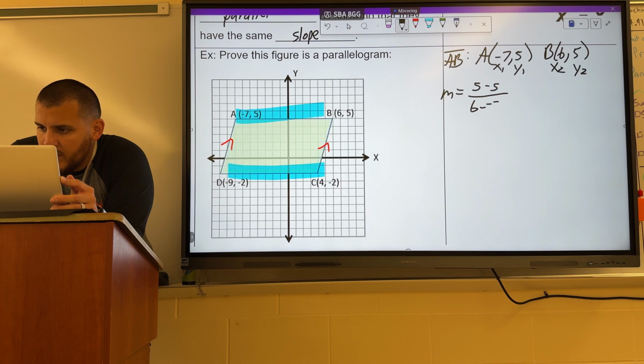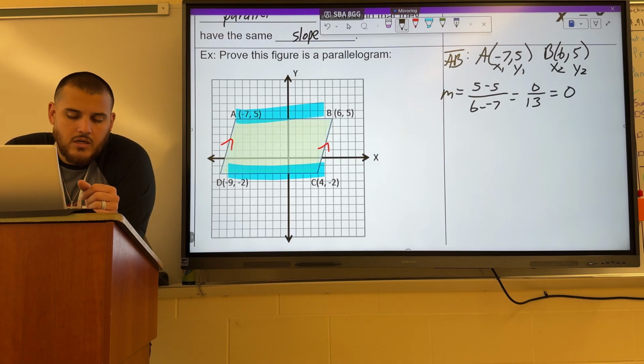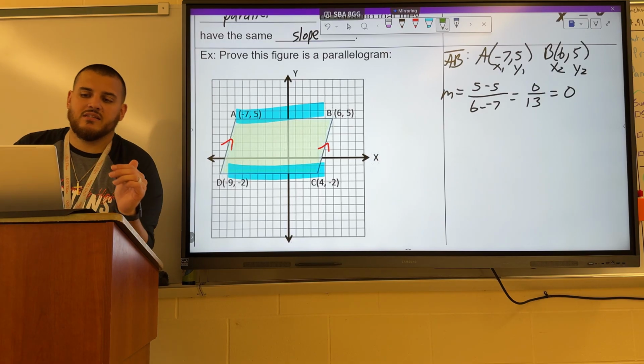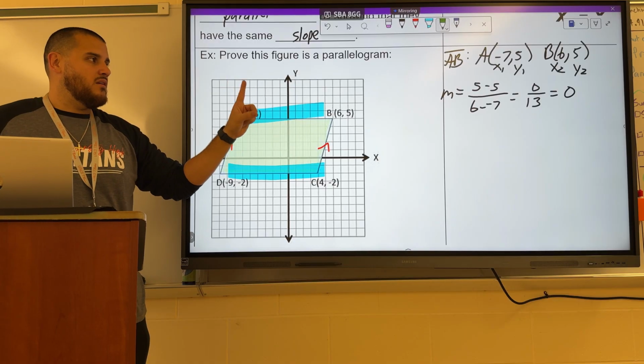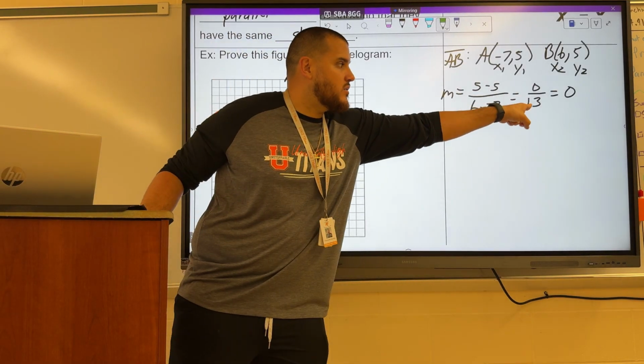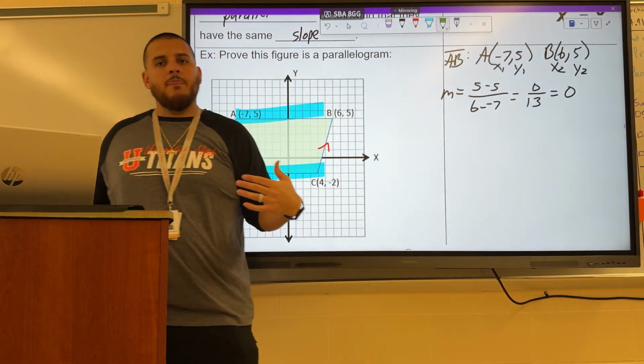And plugging into our slope formula, we got y2, 5, minus y1, 5, over x2, 6, minus x1, negative 7. 5 minus 5 is 0. 6 minus negative 7 is positive 13. 0 divided by anything is 0. And that should make sense because this segment AB is horizontal. It doesn't rise at all. And remember, we think of slope as rise over run. If the rise is 0, 0 divided by anything is 0.